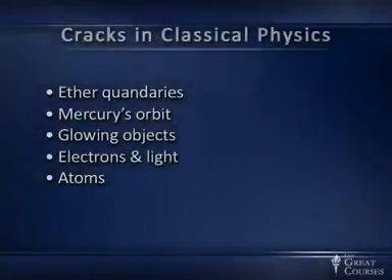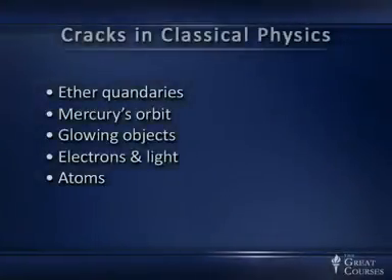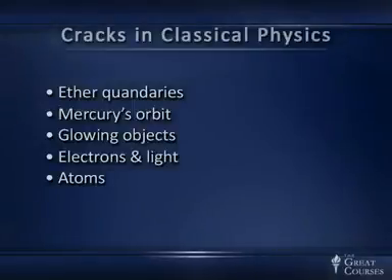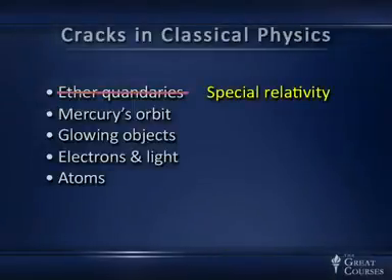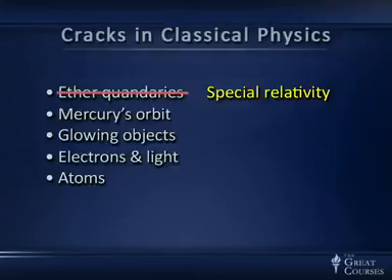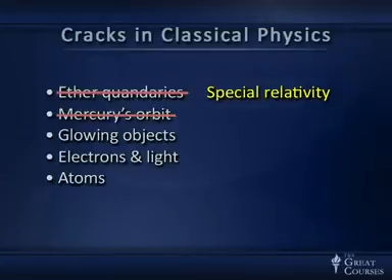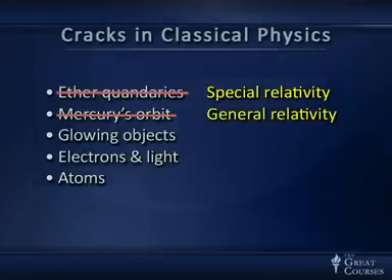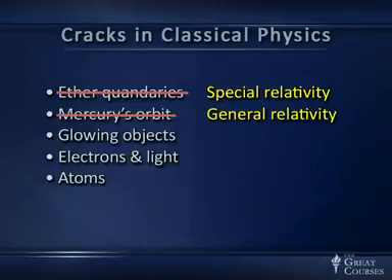So let's begin and take a look at where we've been already in terms of classical physics and these cracks, these problems we had with classical physics. First, we had issues with the ether, these quandaries about trying to detect Earth's motion relative to the ether. We've resolved those. We resolved them with special relativity. We resolved the quandary of Mercury's orbit, that anomalous precession of Mercury's orbit, that 43 seconds of arc per century. We resolved that with general relativity. Both of those theories due essentially completely to Albert Einstein.